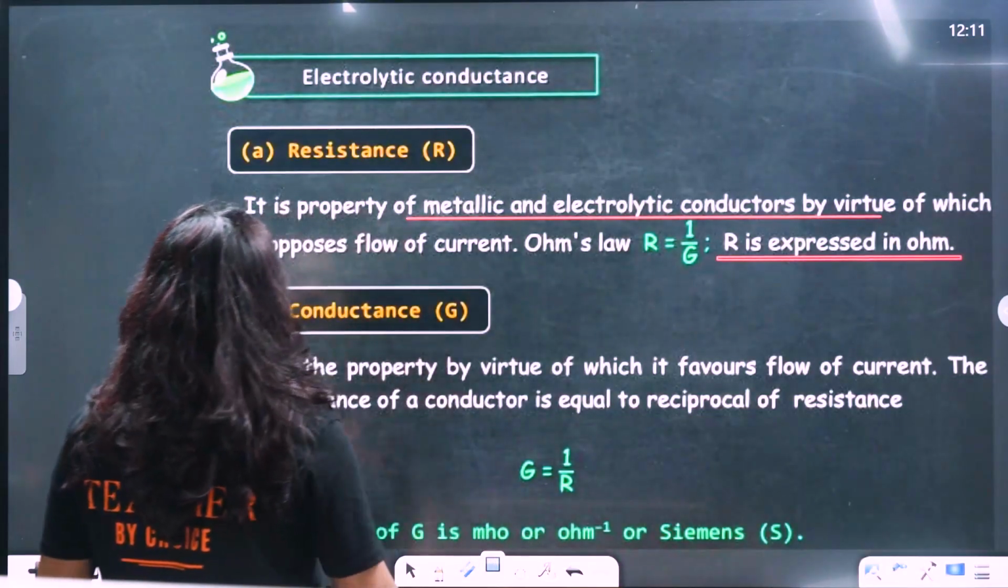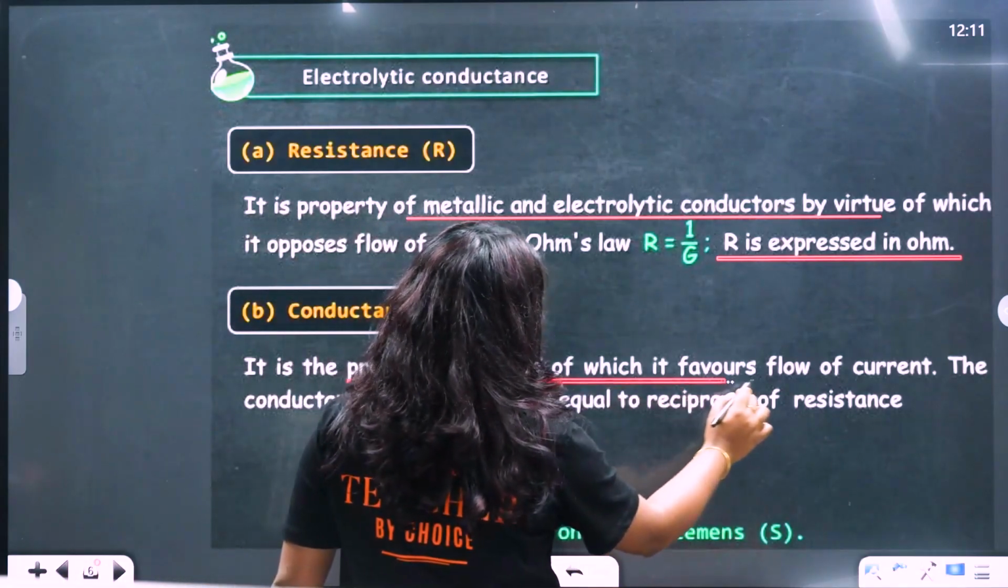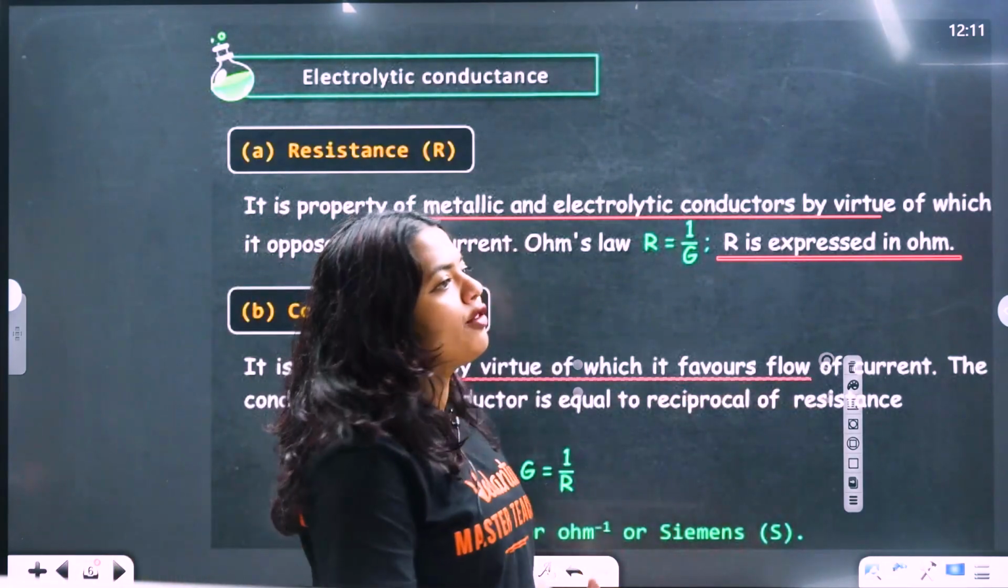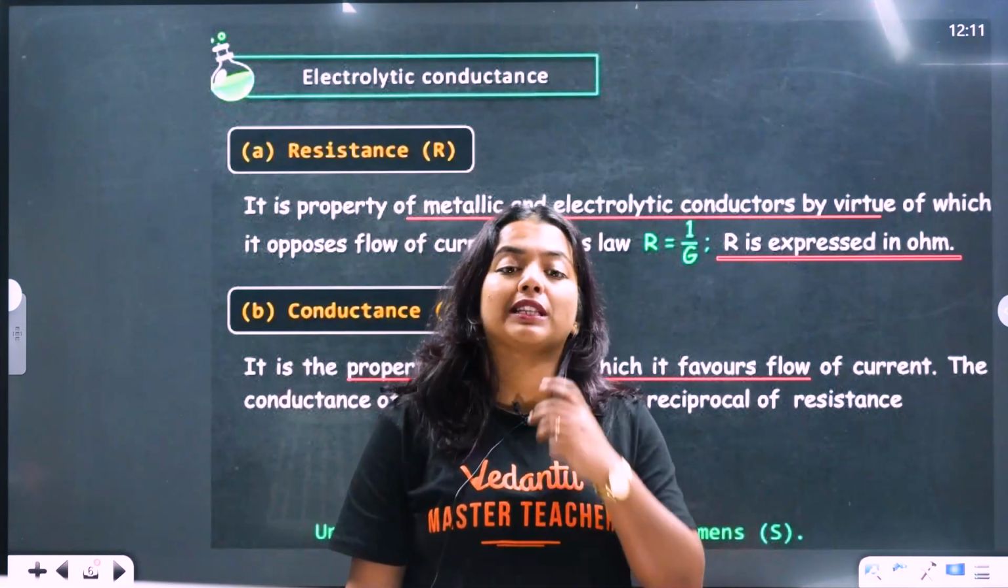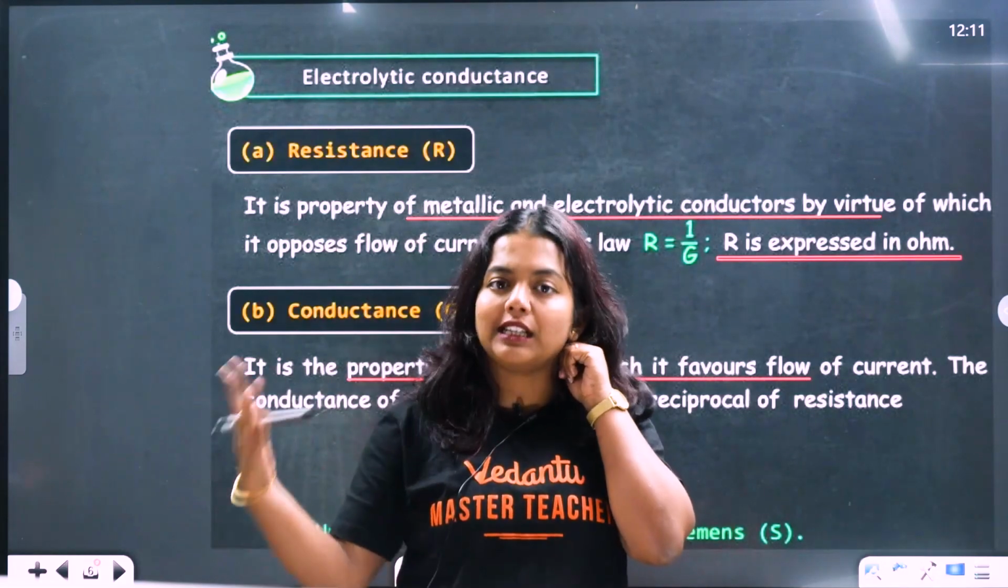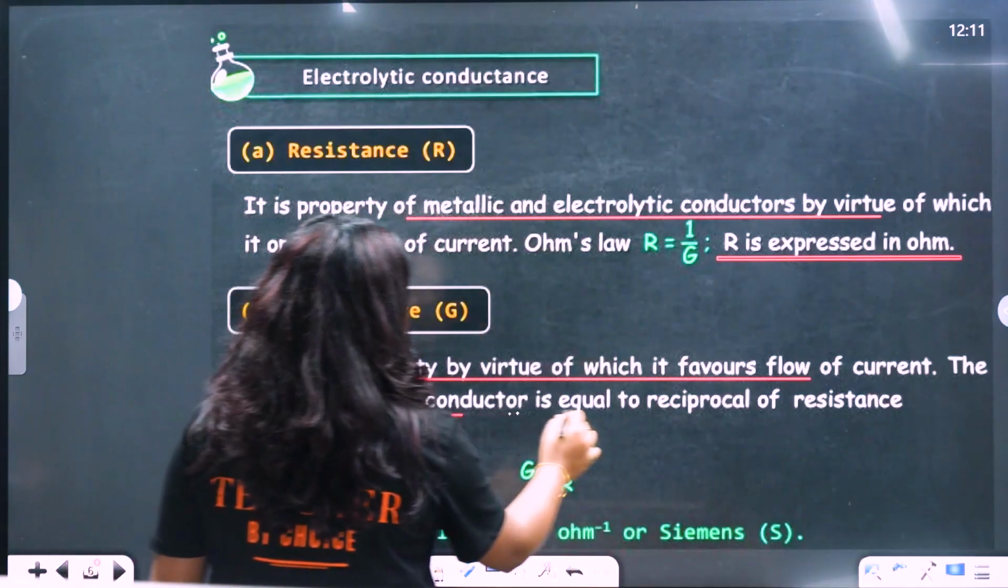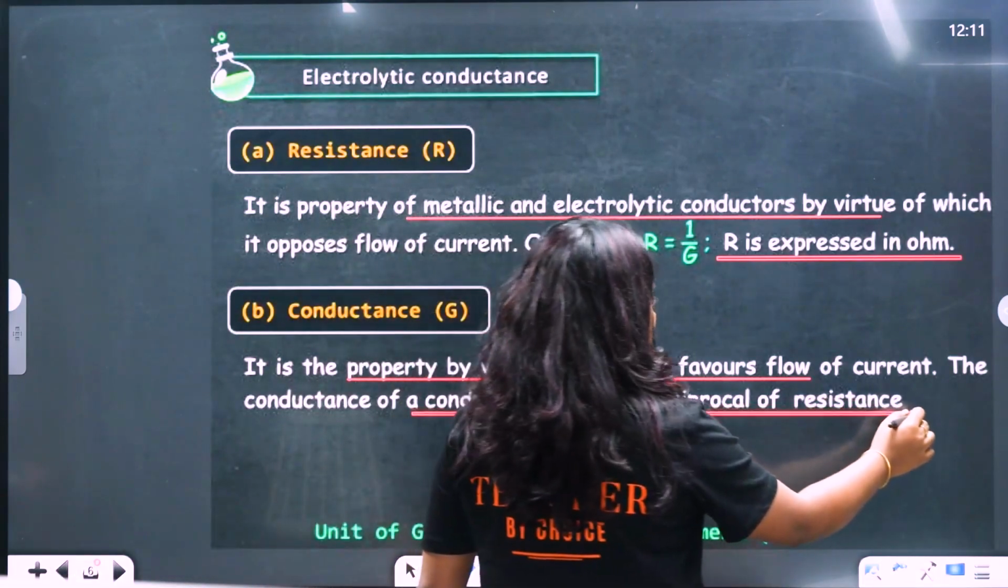Conductance is a property by virtue of which it favors the flow of current. Where the flow of current happens, that property is conductance. Conductors show this conductance property. The conductance of a conductor is equal to the reciprocal of its resistance.